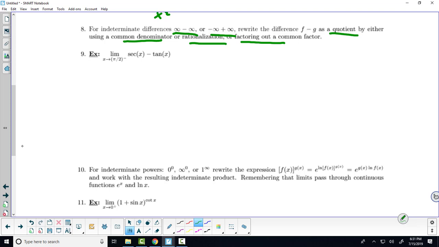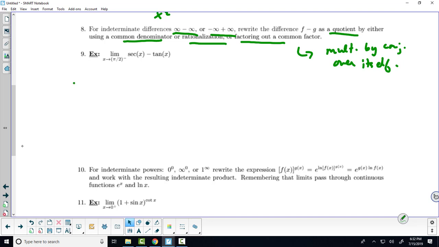Okay. Should I add anything else? I guess we could probably multiply by the conjugate over itself. Sometimes that'll help too. The indeterminate differences are a little squishy. There's not a lot of tricks. Each one's kind of unique. But those are all things that would possibly help when you have an indeterminate difference. Okay? So let's look at this one.